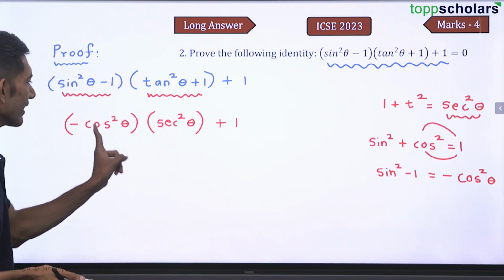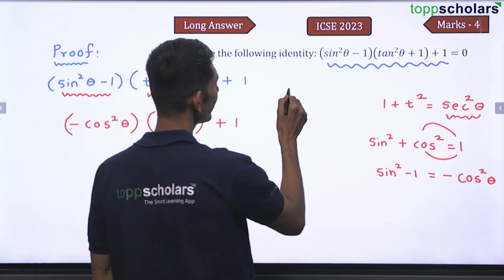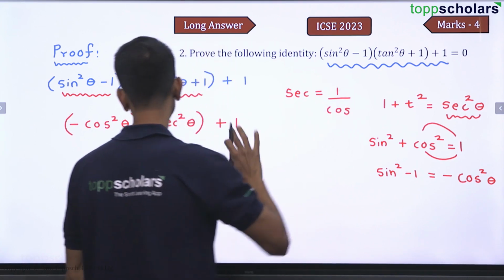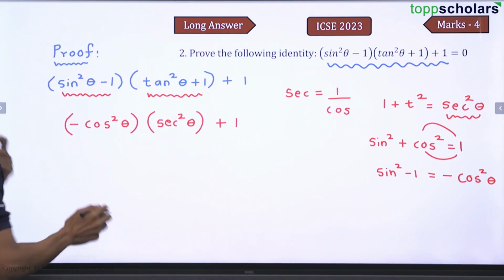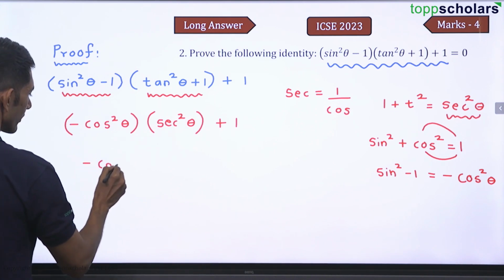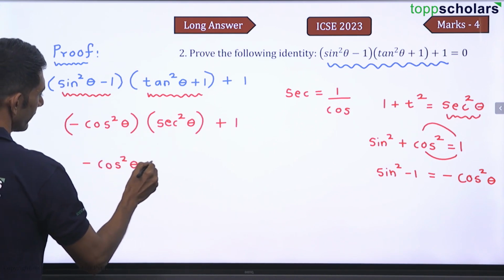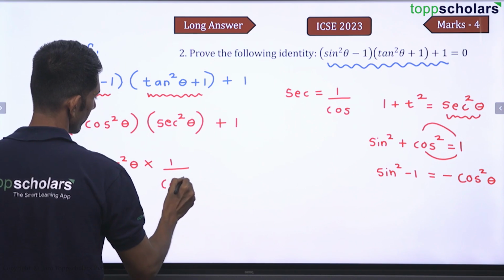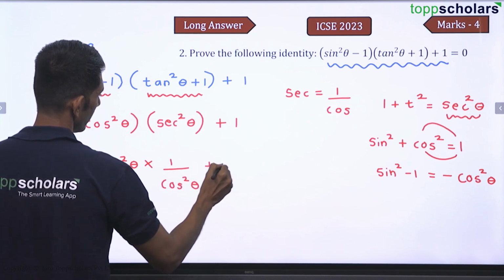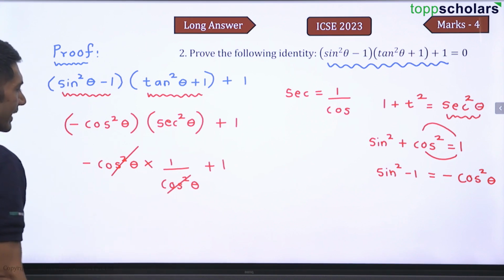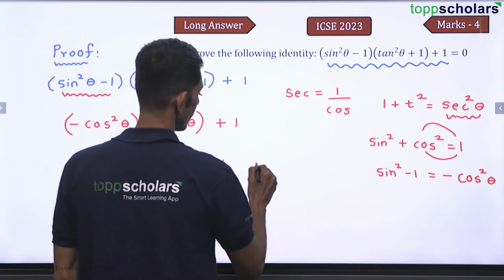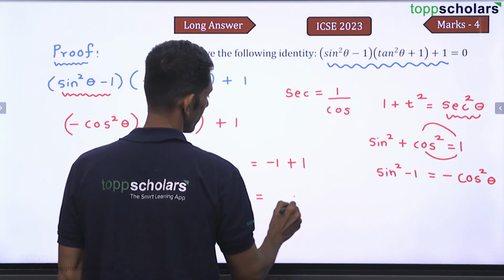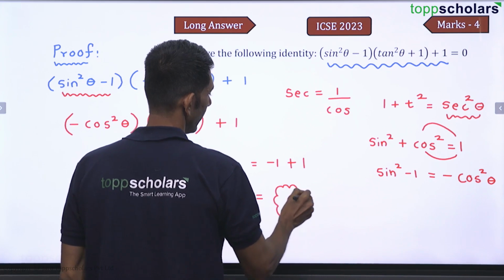Now can I say sec and cos are reciprocal of each other? We know that sec is 1 by cos, or cos is 1 by sec, same thing. So this becomes minus cos square theta into sec is 1 by cos square theta, plus 1. Cos square theta gets cancelled. Minus into 1 is minus 1. So this becomes minus 1 plus 1, and that is nothing but 0. And that is your RHS.